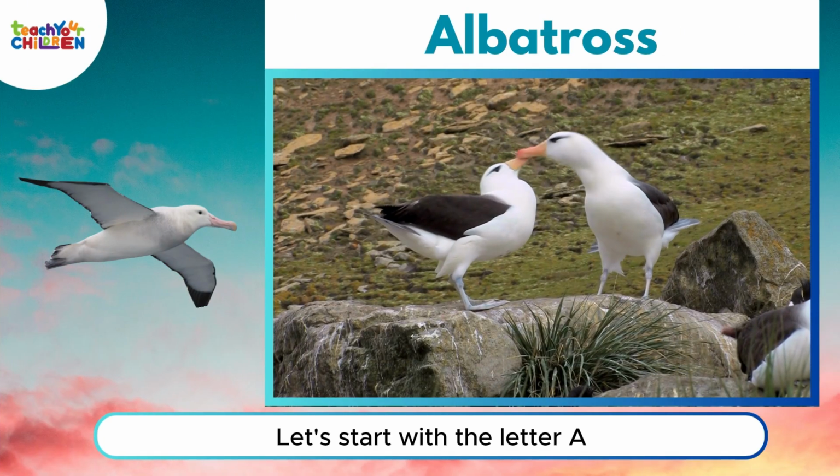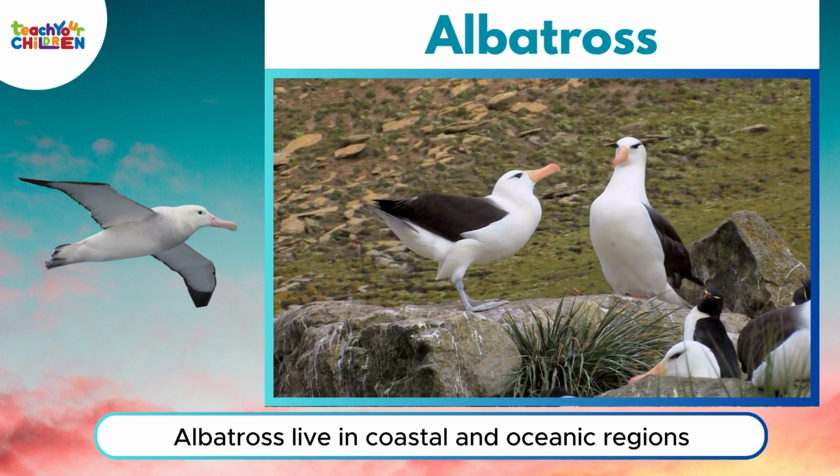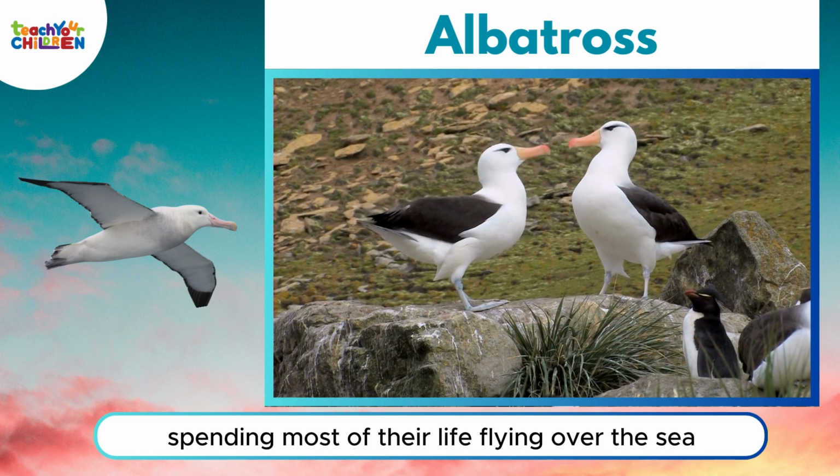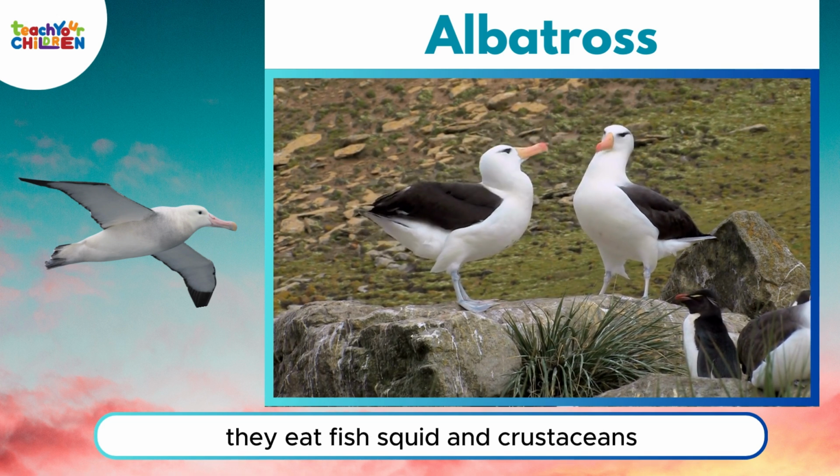Let's start with the letter A. It's the albatross. Albatross live in coastal and oceanic regions, spending most of their life flying over the sea. They eat fish, squid, and crustaceans.